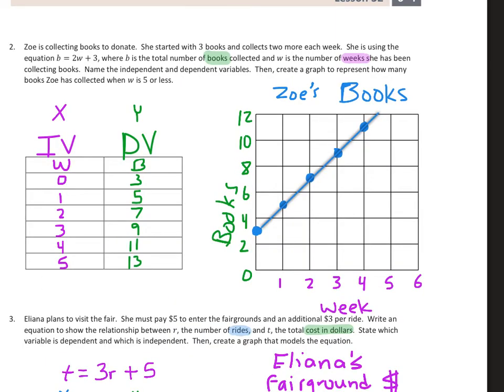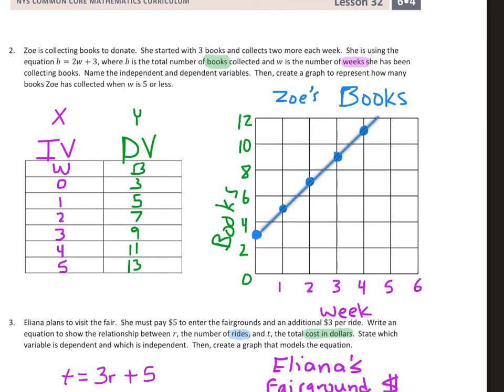So in this example, Zoe's collecting books to donate, and she's starting with 3 books. And this is important because in the equation, no matter how many weeks, even if it's 0, she gets to start with 3. So you'll notice that our independent variable, which is our weeks, what we're inputting into the equation in order to get out our dependent variable, which depends on the independent variable, that we're going to multiply the number of weeks but then add 3.